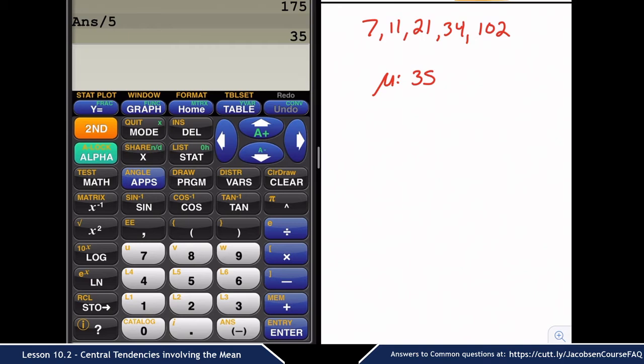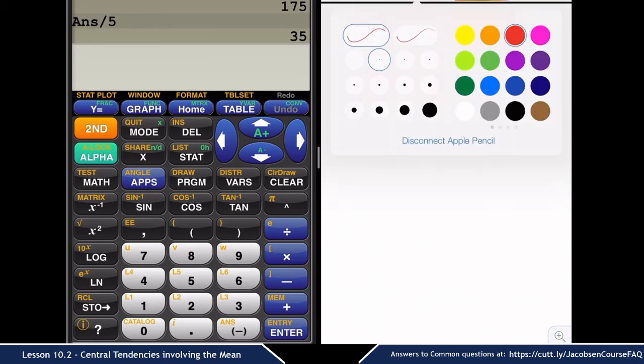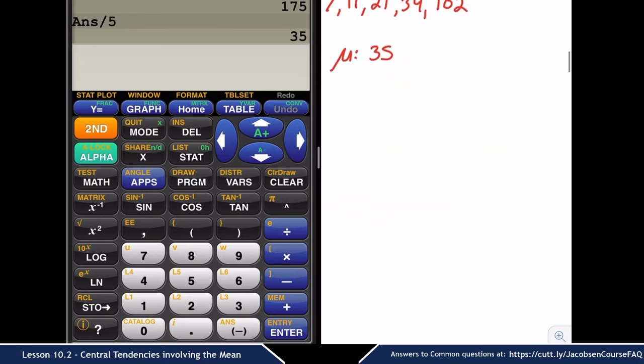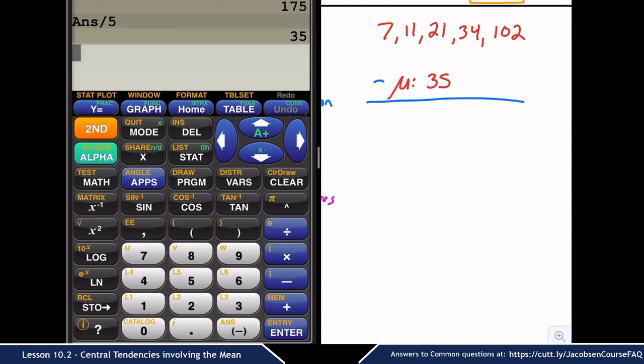Our second step after finding the mean is to subtract each of those numbers from the mean, or the mean from each of those numbers. It does not matter which term you subtract from which, because in the end we will be squaring, so the negatives will disappear. But I will be doing primarily the top number minus the average, and that will give me negative 28, followed by a negative 24, followed by negative 14, negative 1, and positive 67.